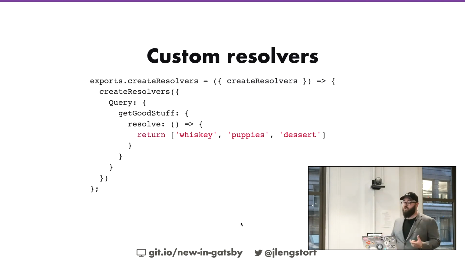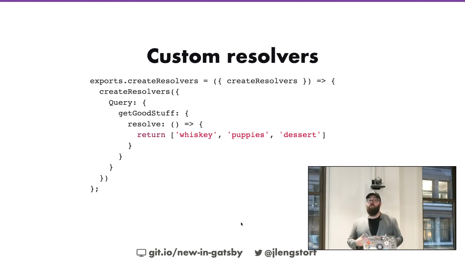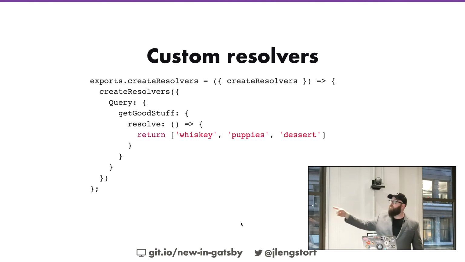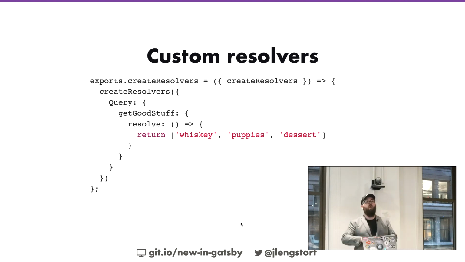We also allow you to create custom resolvers. So if I wanted to have an ability to just look up some stuff, and I didn't necessarily want to write a bunch of code for it, I just wanted it to be available, I can just toss in a resolver like this. Now I would have access to a query called getGoodStuff that will always return an array of whiskey, puppies, and dessert, which, who wouldn't want that? So this is another really powerful way to just give your apps something custom without having to do a whole bunch of workarounds. Previously you would have had to put this into some kind of a data store and then use a transformer to throw it in. Now you can just do this natively. Just drop it in as a resolver and it's going to work.